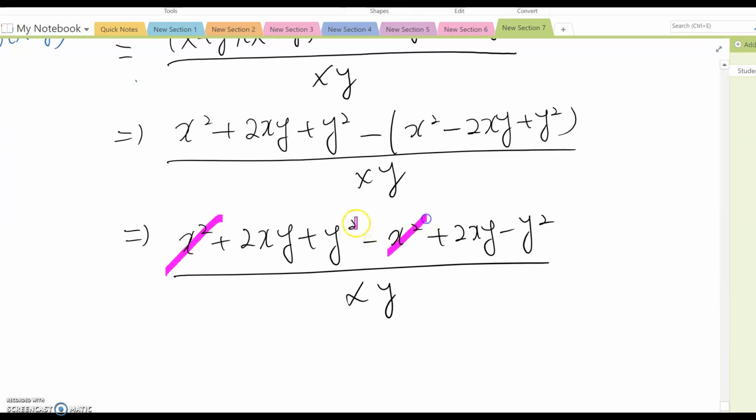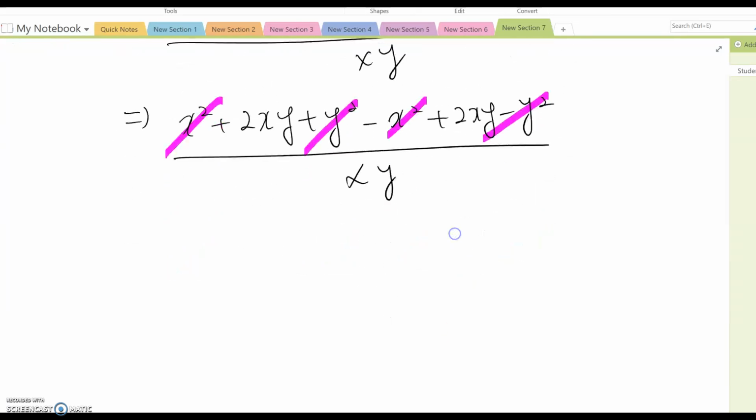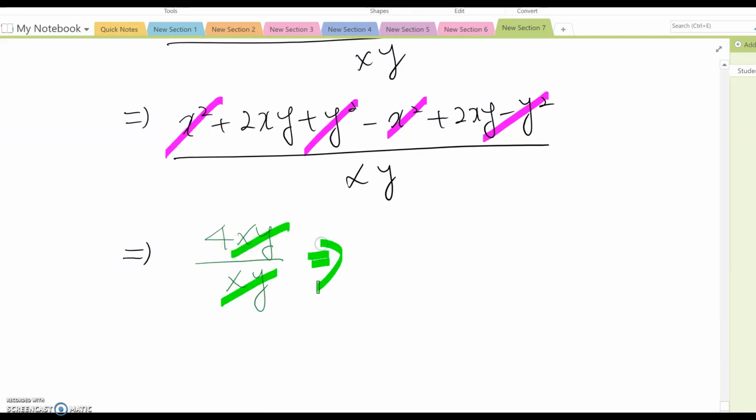So this cancels out. Then this is going to be 4xy over xy. At the last cancellation, x and y together, then it's going to be 4. That will be the answer for this question.